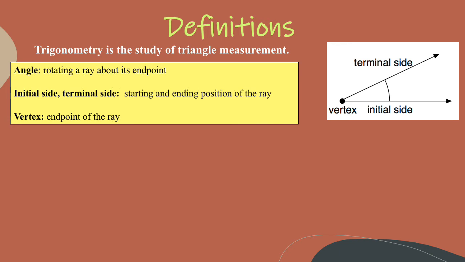An angle simply rotates a ray about its endpoint. So we talk about the initial side and the terminal side of the angle. The initial side is the starting side of the ray, and the terminal side is the ending position of the ray. The vertex is the endpoint of the ray.